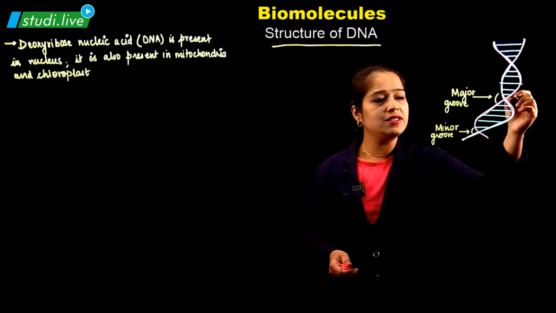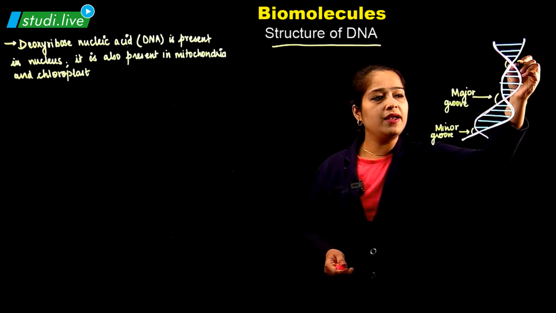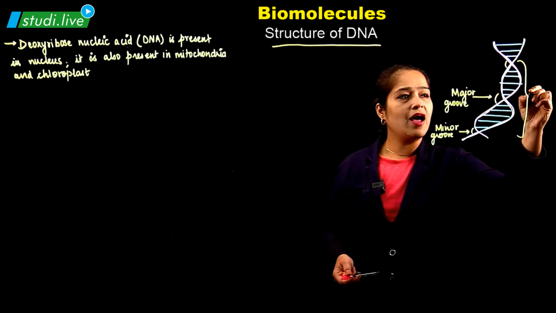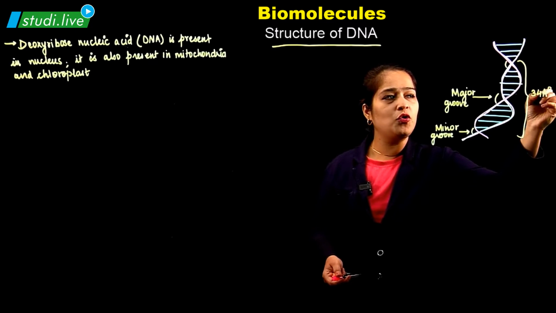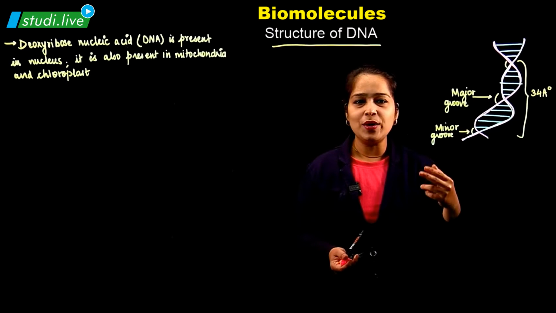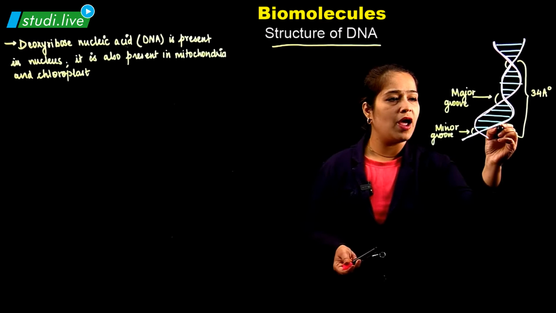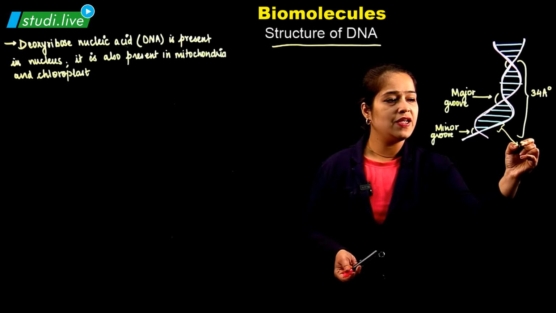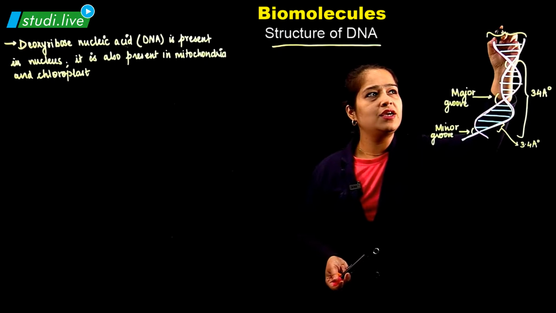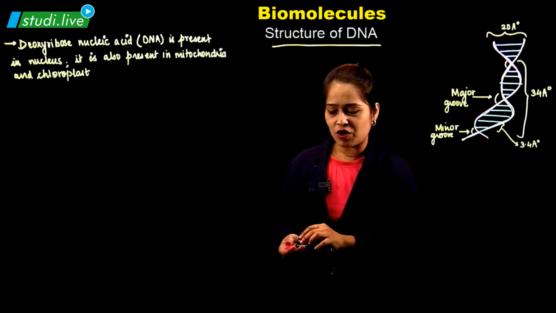This distance, one complete turn having one minor and one major groove, measures 34 Angstrom units. And in this 34 Angstrom, the distance between two different nucleotides is 3.4 Angstroms. The diameter of the DNA is 20 Angstroms. So this is about the double helical structure of DNA.